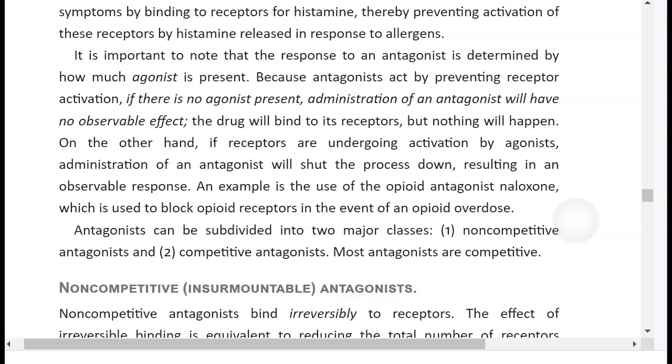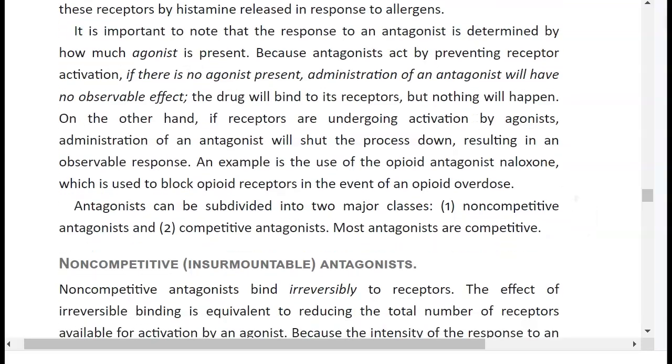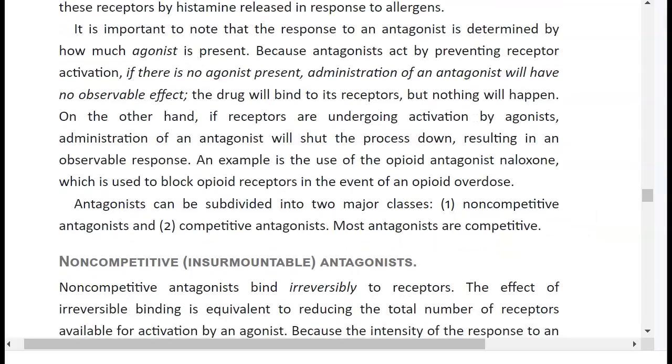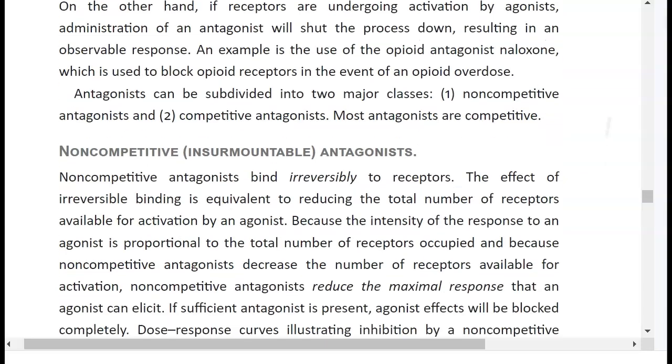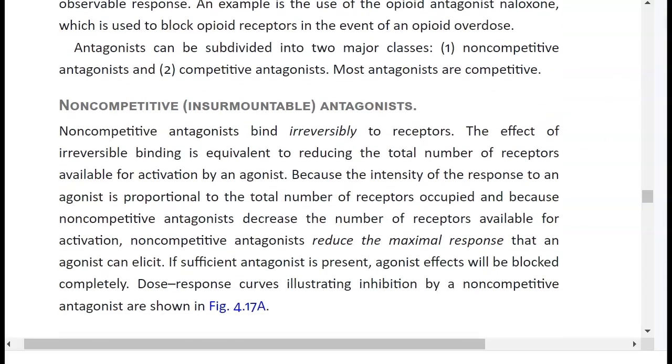So antagonists can be divided into two major classes. We have our non-competitive antagonists and our competitive antagonists. Most of them are competitive. Let's talk about what that means. Non-competitive antagonists bind irreversibly to the receptors. Irreversibly meaning not only does the gum go in the lock, but it hardens, it calcifies, and it's never coming back out.